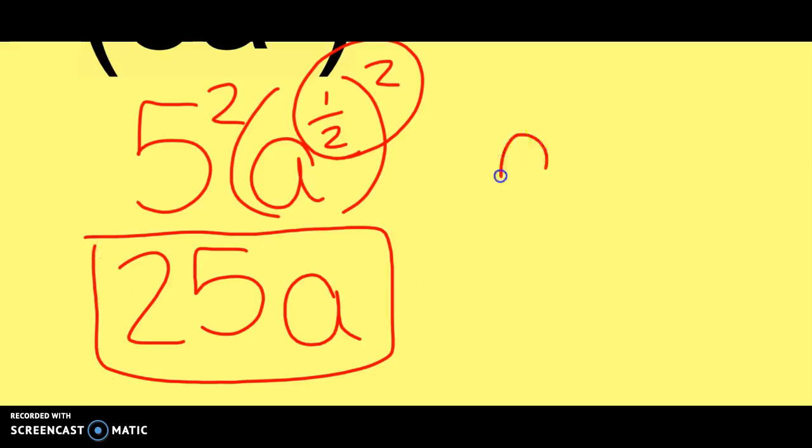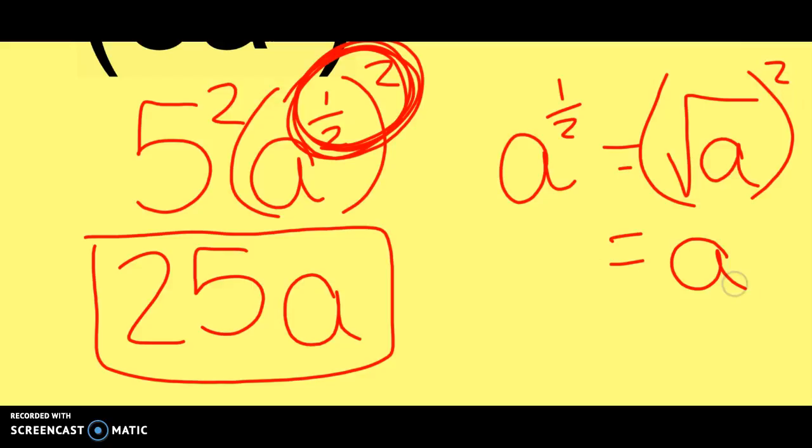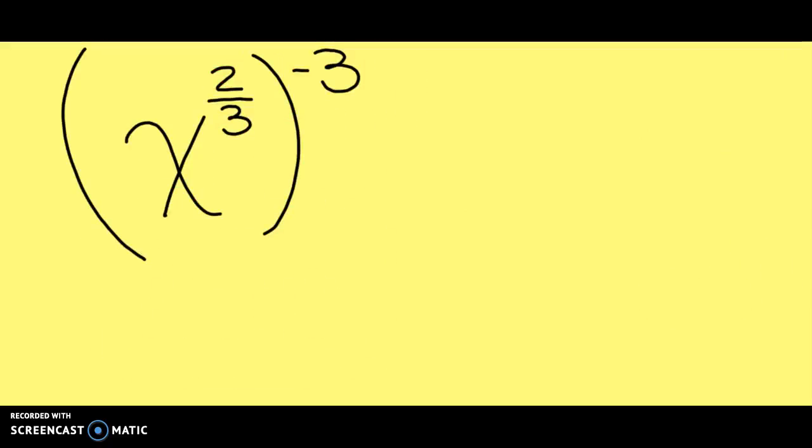Now a to the 1/2, let's go over here for a little bit. A to the 1/2 is really just the square root of a. So this is basically saying we're squaring the square root of something, which, again, we just get a. So that's how that works if we were talking about exponents. I mean, if we were talking about radicals.